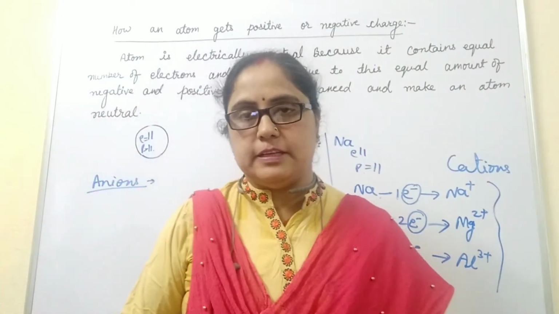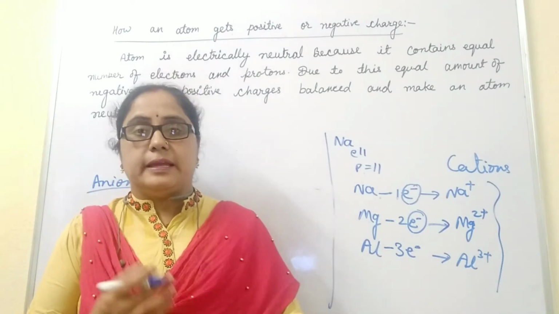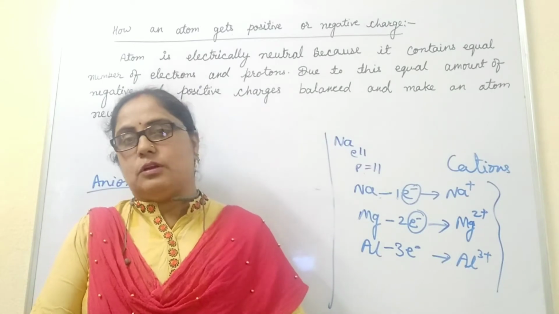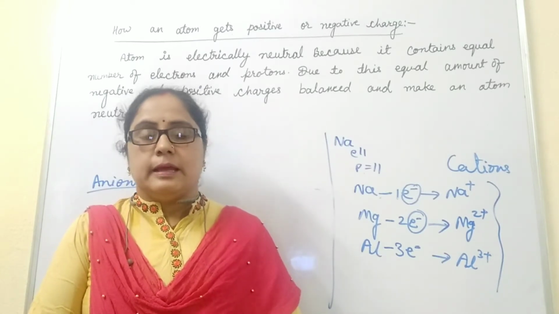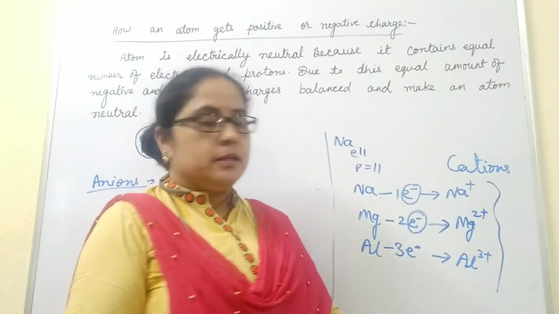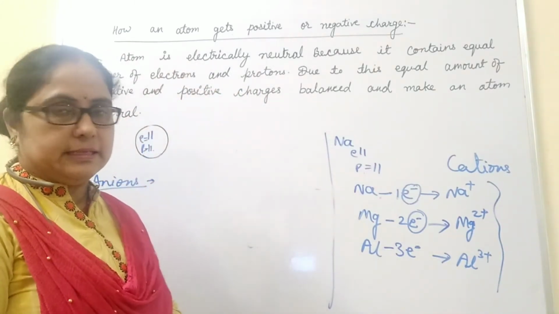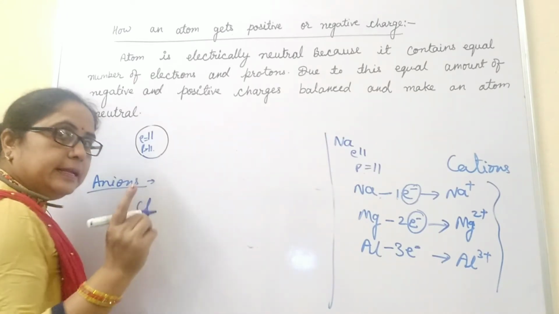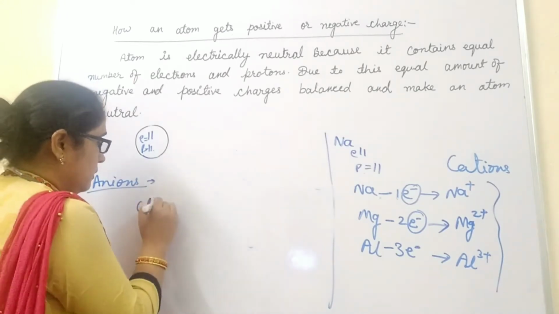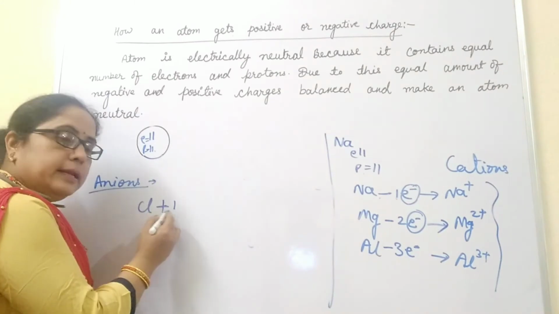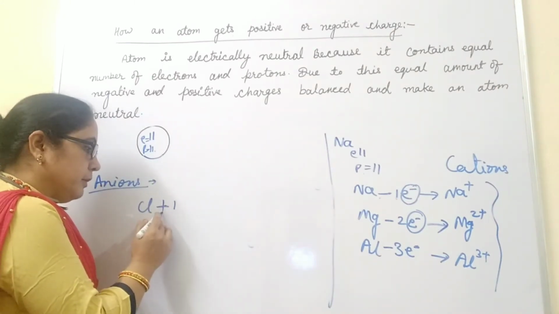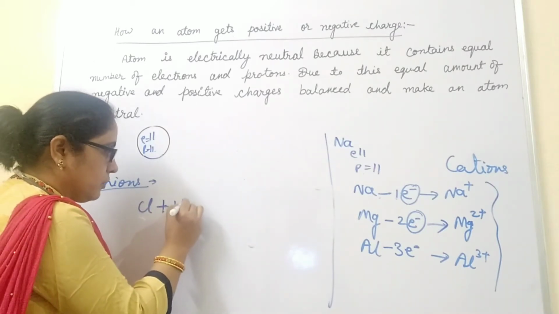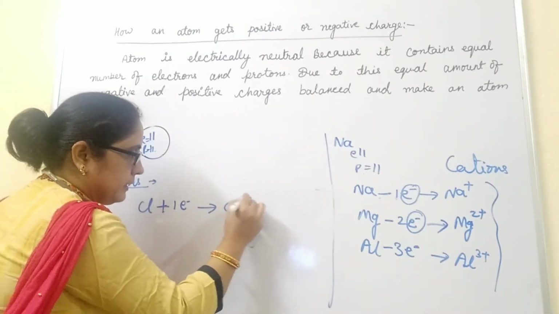Anions means negatively charged ions. These are formed by gaining of electrons. And this tendency is mostly found in non-metals. So non-metals gain electrons. That's why they get negatively charged. For example, chlorine has the tendency to gain 1 electron. When chlorine gains 1 electron, it gets a negative charge.